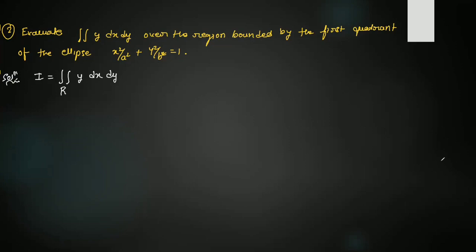Okay. So now see here. What equation have they given? They have given only the first quadrant of the ellipse. So let us write the given thing: the ellipse, that is x square by a square plus y square by b square is equal to 1. So let us draw the ellipse.